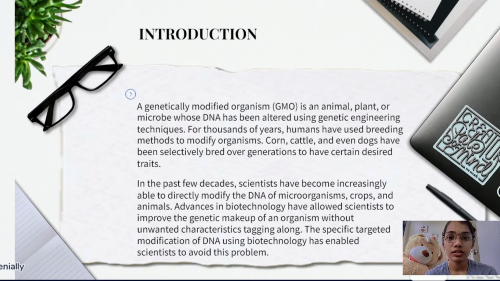In the past few decades, scientists have become increasingly able to directly modify the DNA of microorganisms, plants, and animals. Advances in biotechnology have allowed scientists to improve the genetic makeup of an organism without unwanted characteristics tagging along. The specific targeted modification of DNA using biotechnology has enabled scientists to avoid these problems.